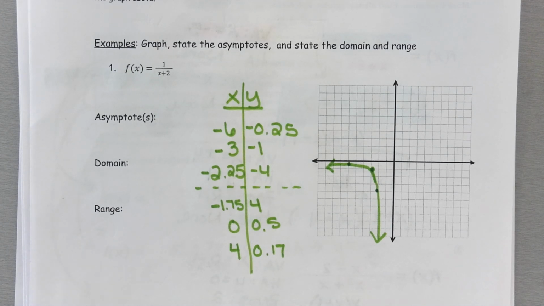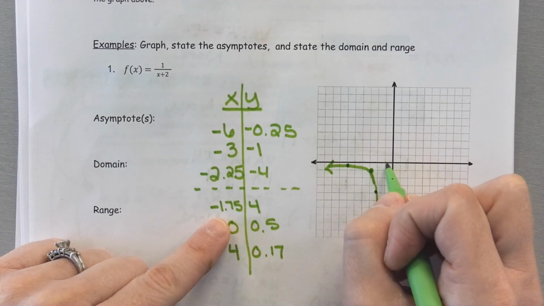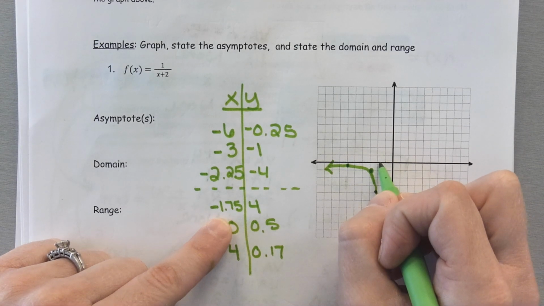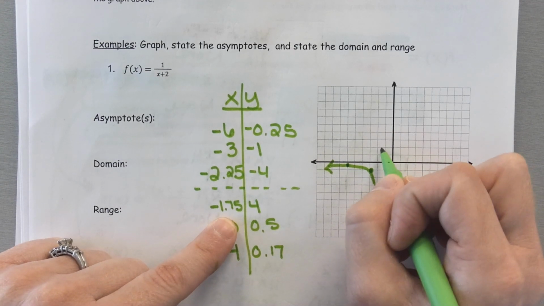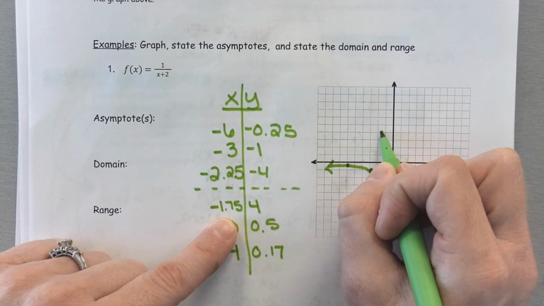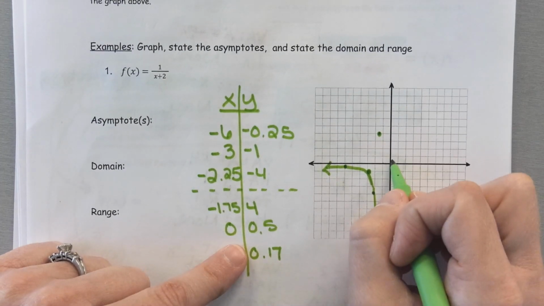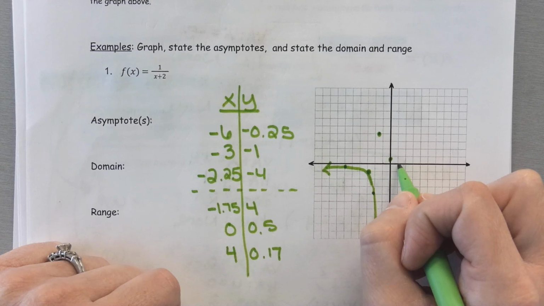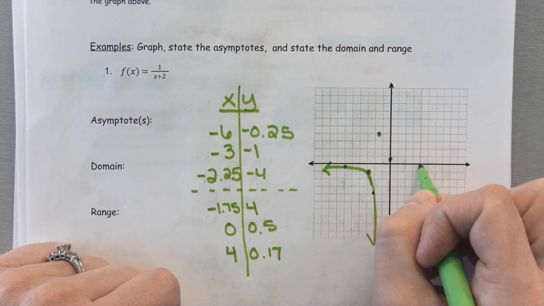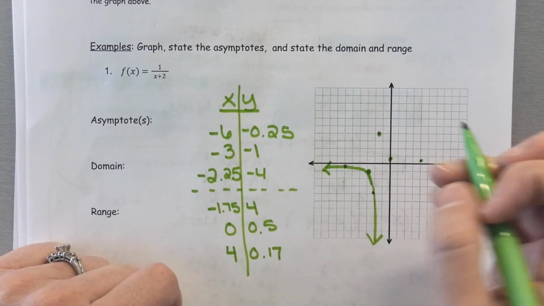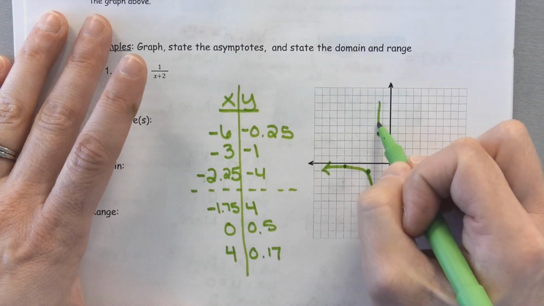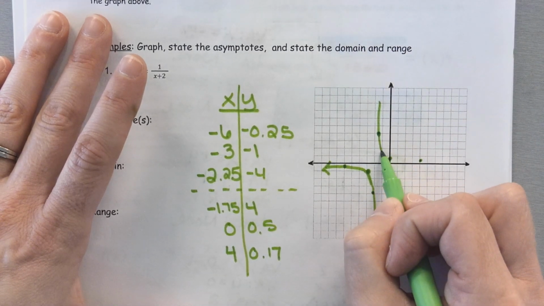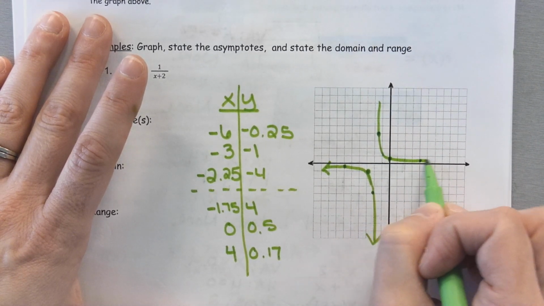Now I'm going to graph the other arm. Negative 1.75 and then up 1, 2, 3, 4. Over 0 and at 0.5. Over 4, 1, 2, 3, 4, and up 0.17. So barely up.